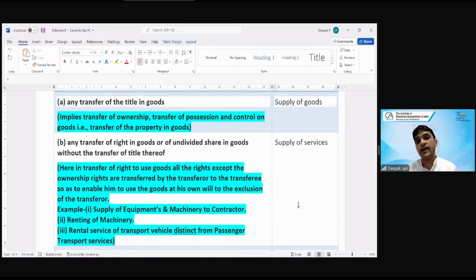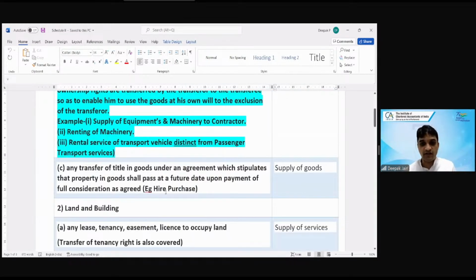When it is given for temporary use or a right to use, it is a supply of service. Then any transfer of title in goods under an agreement. Any right, sir? Right to possession and right to use the same?